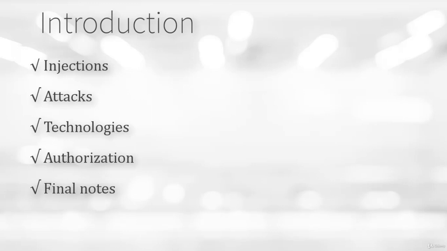This course has the following sections. The first section talks about existing injections and the best practices to protect from them. The second one lists different attacks and possible ways to prevent them. The third section talks about best security practices in some popular web development technologies. The fourth one is dedicated to the authorization process. In the last section, you'll meet some additional notes to have secure web applications.